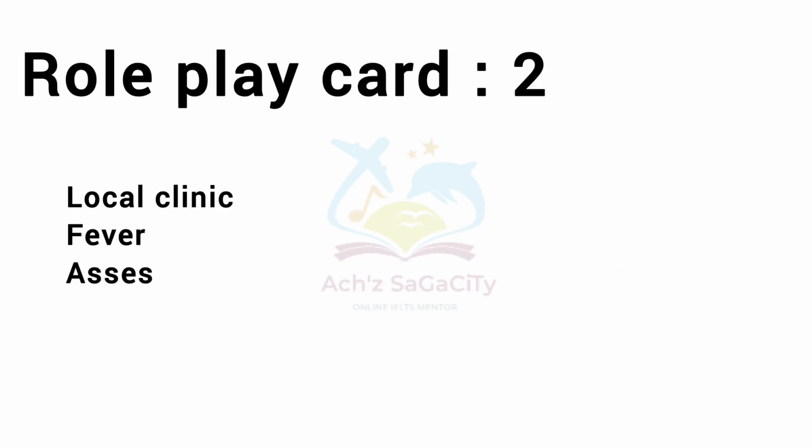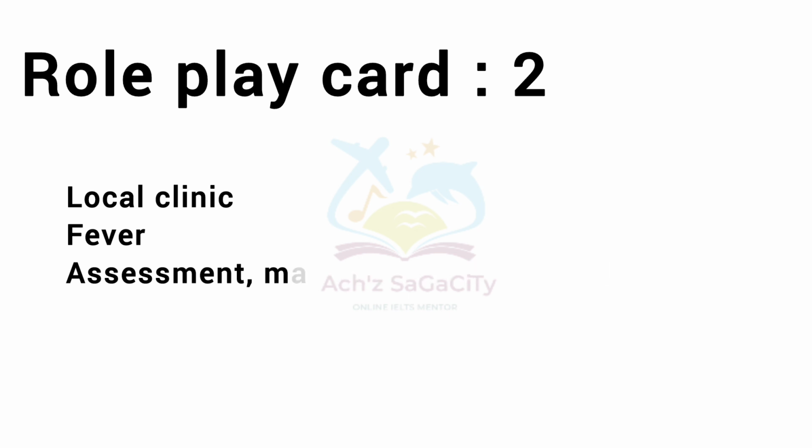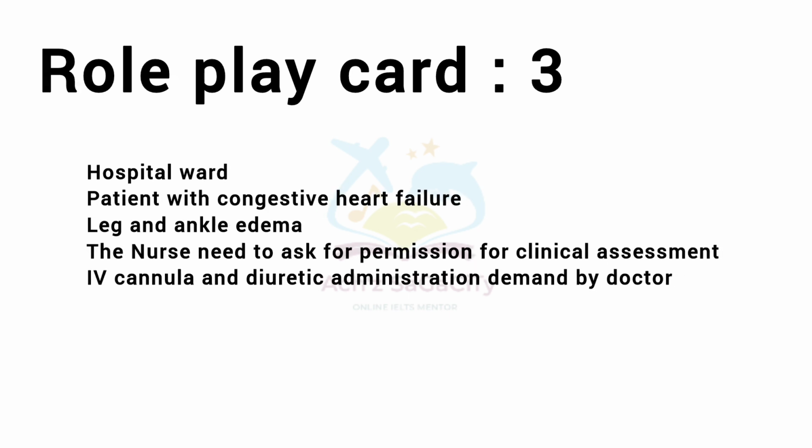Now regarding the second role play card, the setting was local clinic, the patient with fever, assessment, management, and the demand. We need to explain everything in detail. Third card, the setting was hospital ward, patient with congestive heart failure, leg and ankle edema. The nurse needs to ask for permission for the clinical assessment. So the doctor suggested IV cannula and also diuretic administration. So we need to reassure the patient regarding all this.